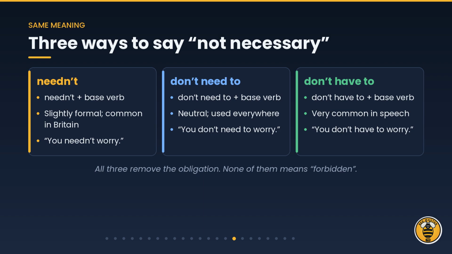Here is some good news. English gives you 3 ways to say that something is not necessary. You needn't worry. You don't need to worry. You don't have to worry. All 3 sentences mean the same thing. Needn't is slightly more formal and especially British. The other 2 are used everywhere. And notice this. Not one of them means forbidden.